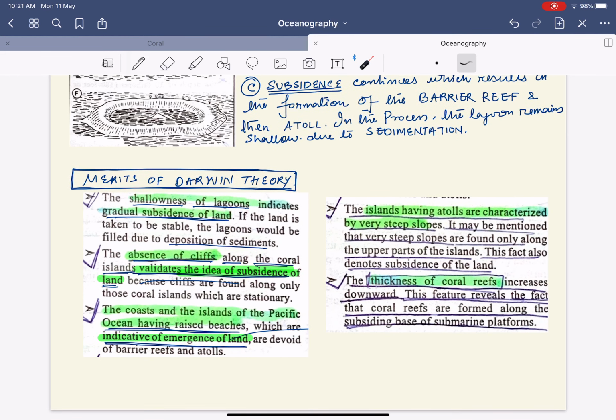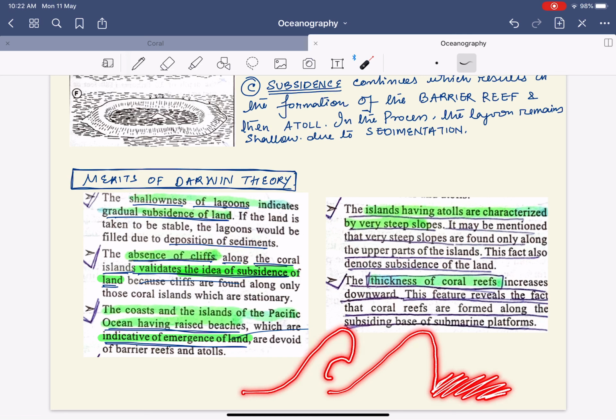Number one merit: the shallowness of the lagoon indicates the gradual subsidence of the land. Number two, the absence of cliffs along the coral islands validates the idea of the subsidence of the land. What is a cliff? Basically, this is your mountain which is located near your coast. With continuous erosion, a notch develops over here. This development of the notch is nothing but the development of the cliff.